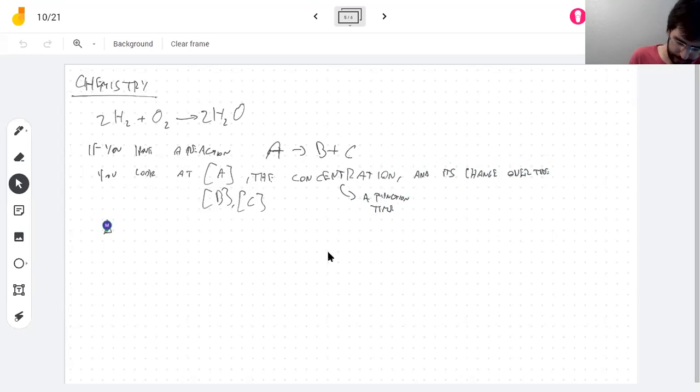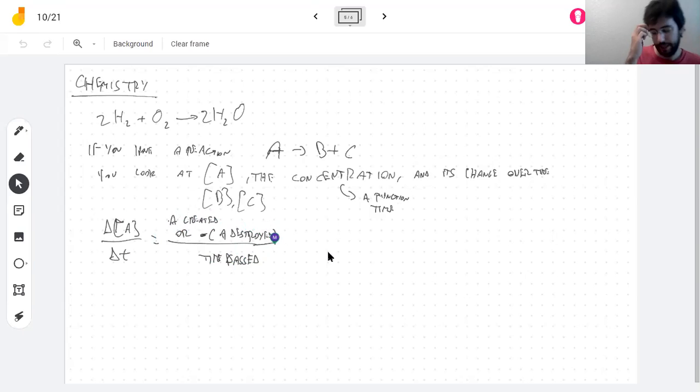So this is going to be the change in concentration. It is going to be either how much A has been created or negative how much A has been destroyed per liter. And then divide that over time. So again, this is an average. And to really understand speed, we should be taking the limit over a small interval. And this is what the reaction speed is.